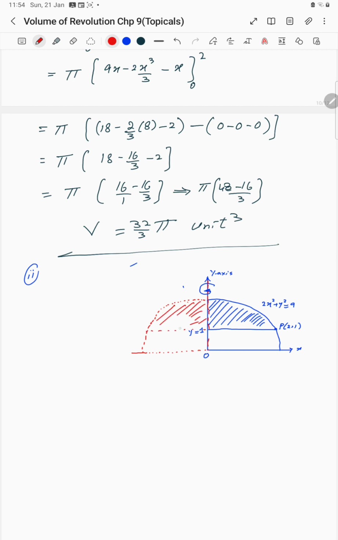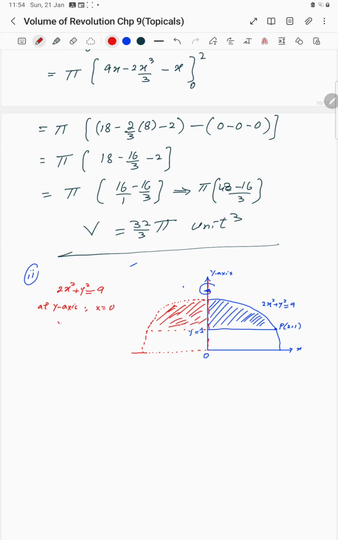So this becomes the volume of solid. For this case, we just need to get the limits. Here there is no use of this line, because only the shaded region is confined about the y-axis. So the other limit of y will be taken from x square plus y square equal to 9. So at the y-axis we know all the x components are 0.